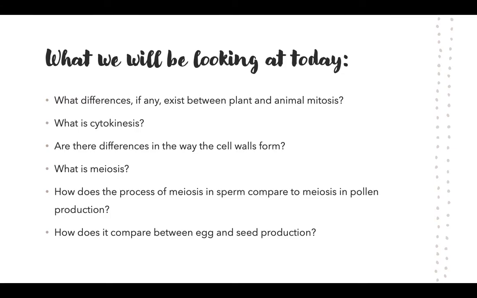Some of the questions will be: what differences, if any, exist between plant and animal mitosis? What is cytokinesis? Are there differences in the way the cell walls form? What is meiosis? How does the process of meiosis in sperm compare to meiosis in pollen production? And lastly, how does it compare between egg and seed production?